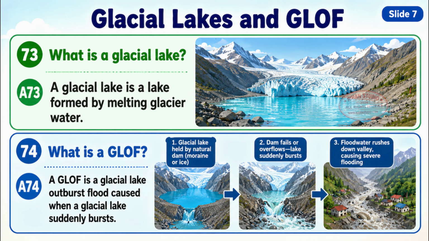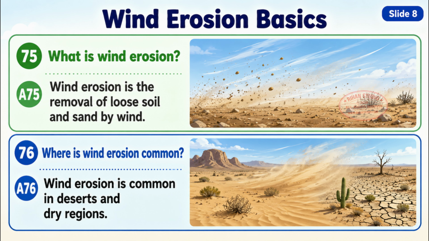Question 74. What is a glough? Answer 74. A glough is a glacial lake outburst flood caused when a glacial lake suddenly bursts. Question 75. What is wind erosion? Answer 75. Wind erosion is the removal of loose soil and sand by wind.